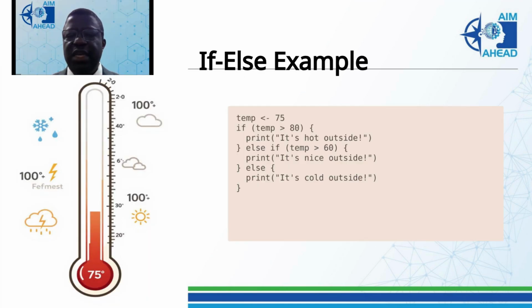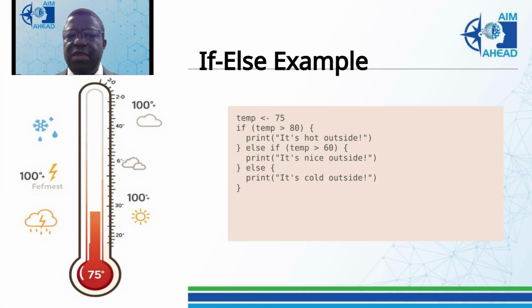Let us examine an if-else statement that evaluates temperature conditions to demonstrate branching logic. We define a variable named temp and assign it a value of 75 degrees. The following conditions will be evaluated. If temp is greater than 80 degrees, the system will print "it's hot outside." Else, if temp is greater than 60 degrees, it will print "it's nice outside." Otherwise, it will print "it's cold outside."